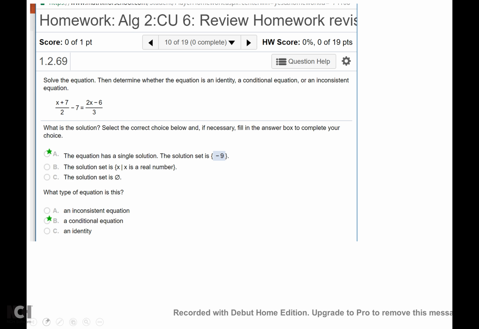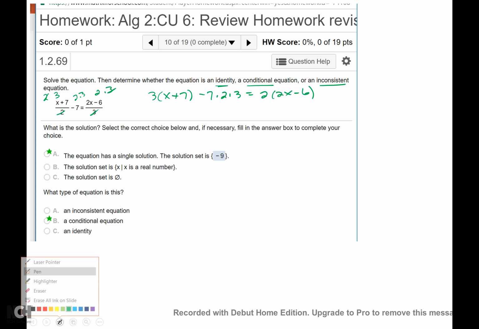Same thing here, it's just now when you're done you have to decide whether it's an identity, a conditional, or an inconsistent equation. I'm going to have to find the solution anyway. So my kill list would have a 2 and a 3 in it. So 2 times 3, 2 times 3, 2 times 3. The 2's cancel, that leaves me with 3 times x plus 7. Nothing cancels, so that leaves me negative 7 times 2 times 3. The 3's cancel, and that leaves me 2 times 2x minus 6. We cleared the fractions. So now simplify.